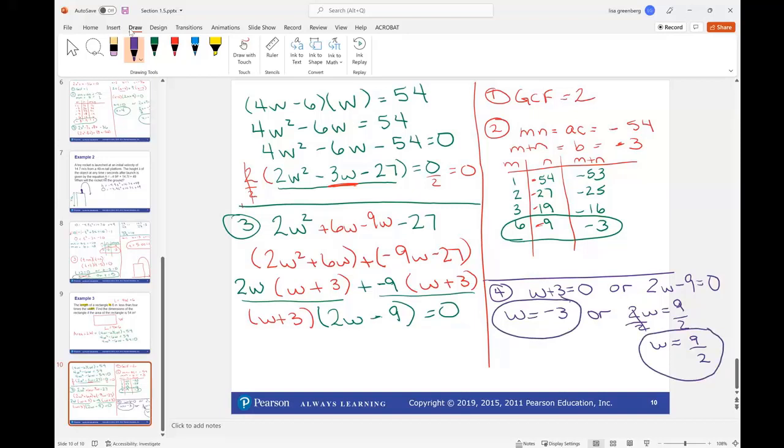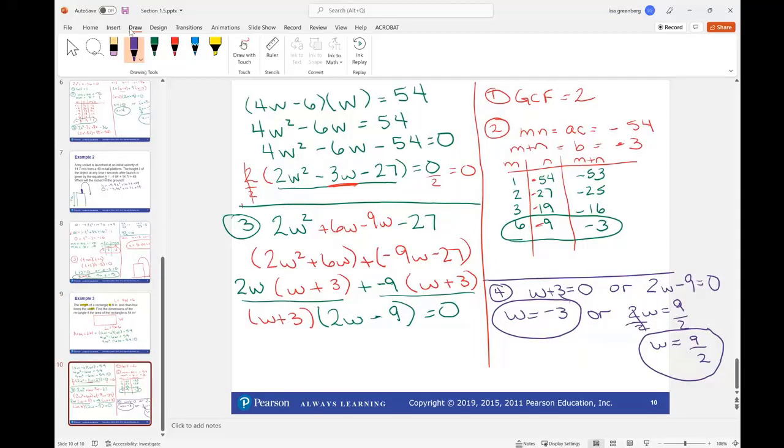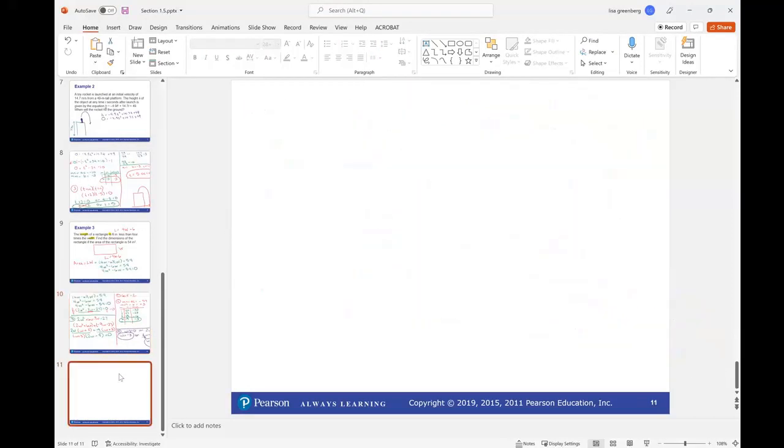And I go back to my question. Remember, always go back to your question. It says, find the dimensions of the rectangle if the area is 54. So it's not looking for the area. It's already telling me the area. It's looking for the dimensions. I have 2 solutions, w equals -3, w equals 9/2.